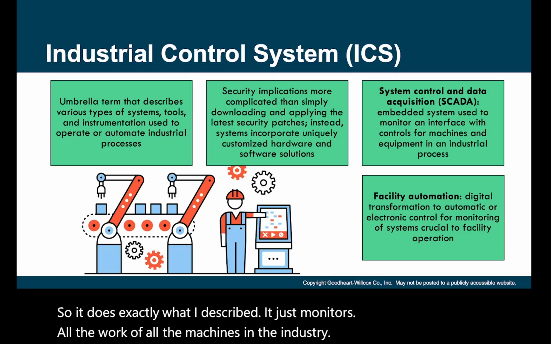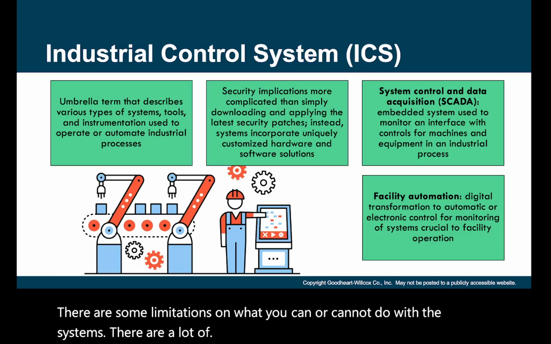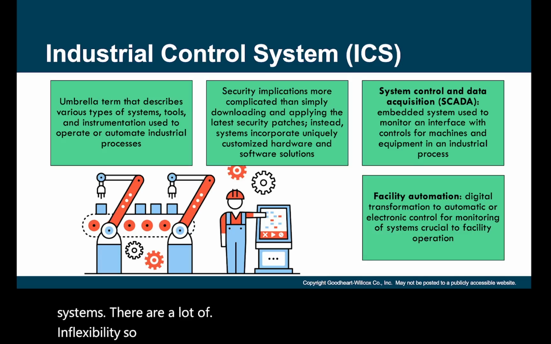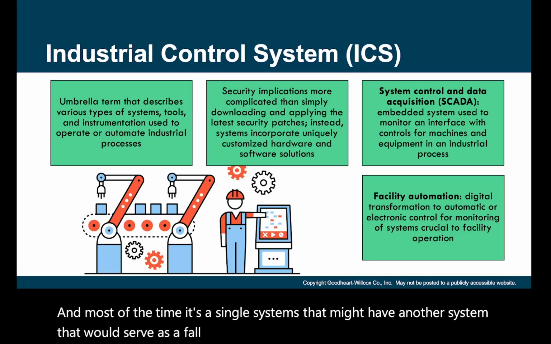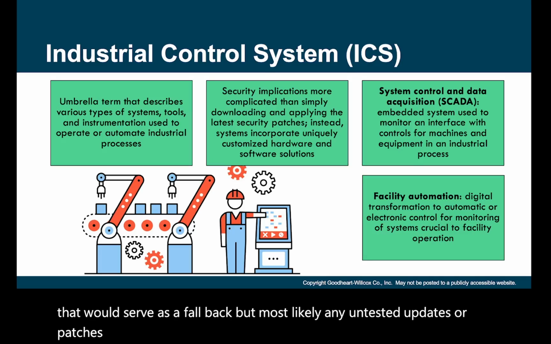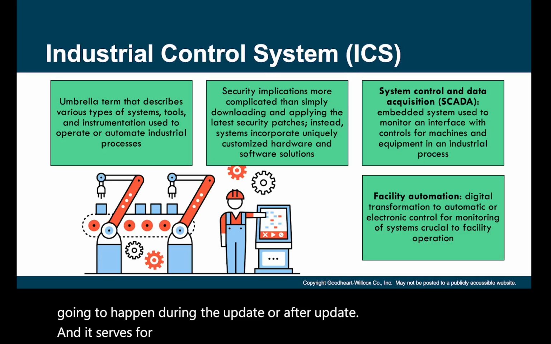There are some limitations on what you can or cannot do with these systems. There is a lot of inflexibility, so basically limitations on how you can customize, how you can patch and how you can update. Most of the time it's a single system that might have another system serving as a fallback, but most likely any untested updates or patches would prevent manufacturing, because who knows what's going to happen during or after the update. And it serves for automation, where basically everything is done not by people's hands anymore but by robots.